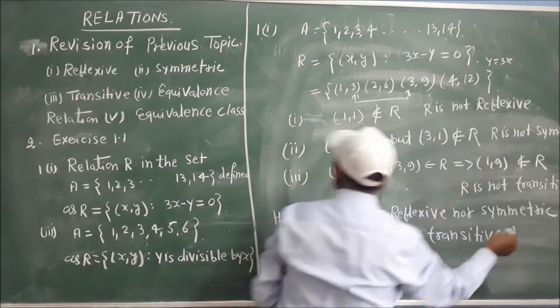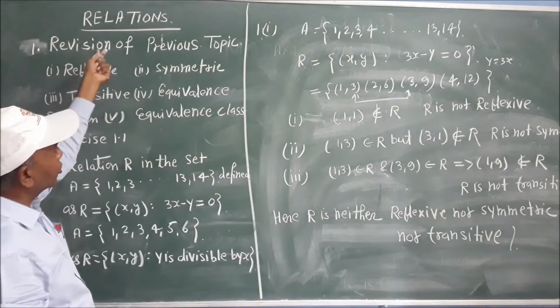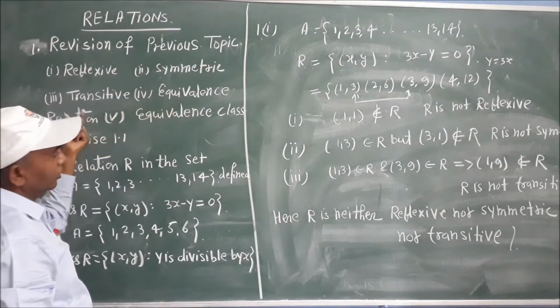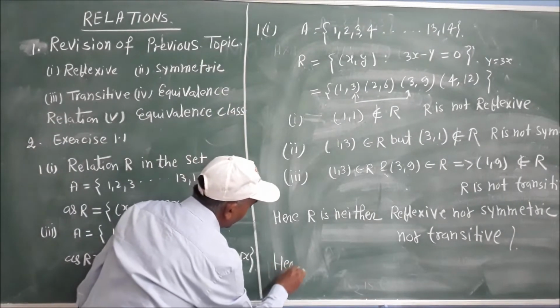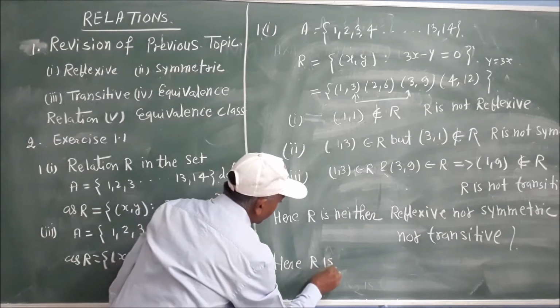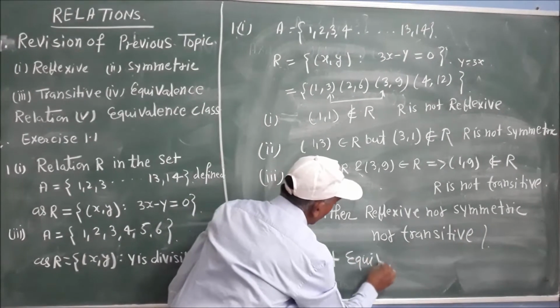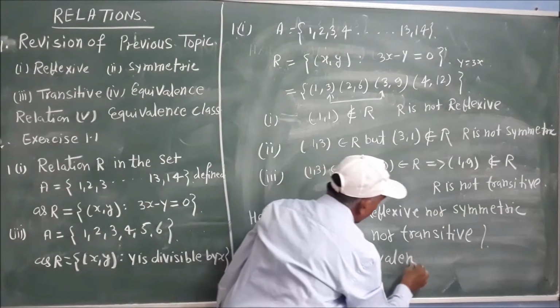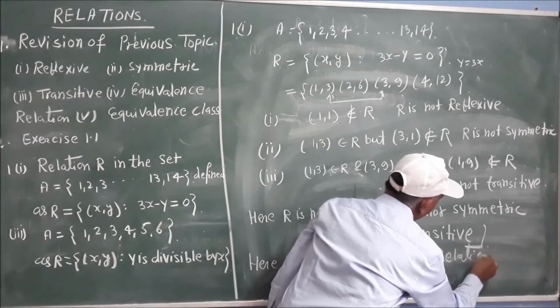So for any relation, if any one of reflexive, symmetric or transitive does not hold, it may not be an equivalence relation. So you can say here R is not an equivalence relation.